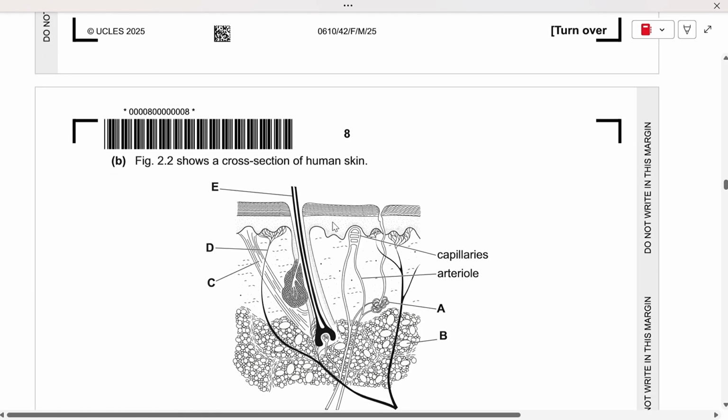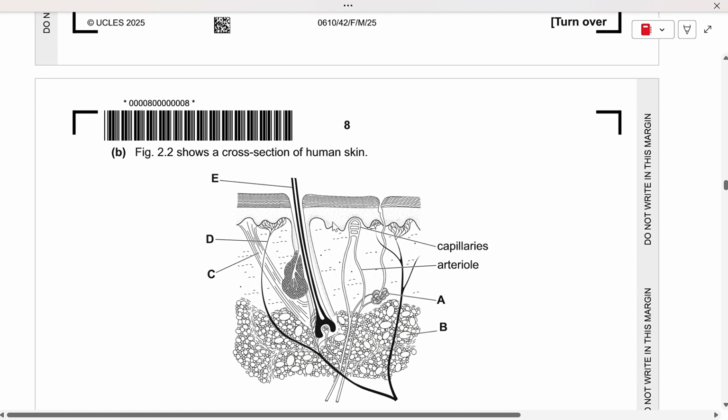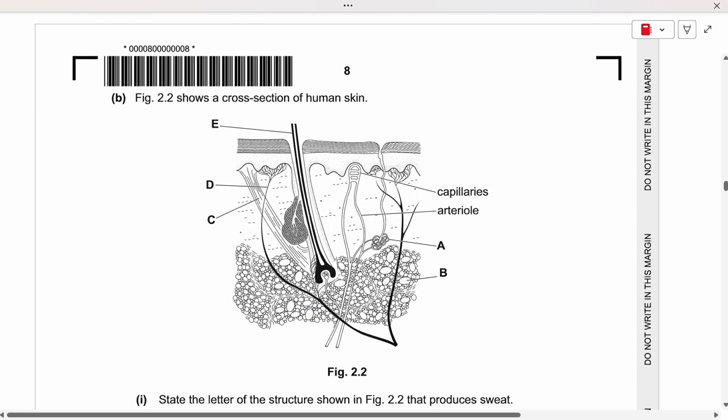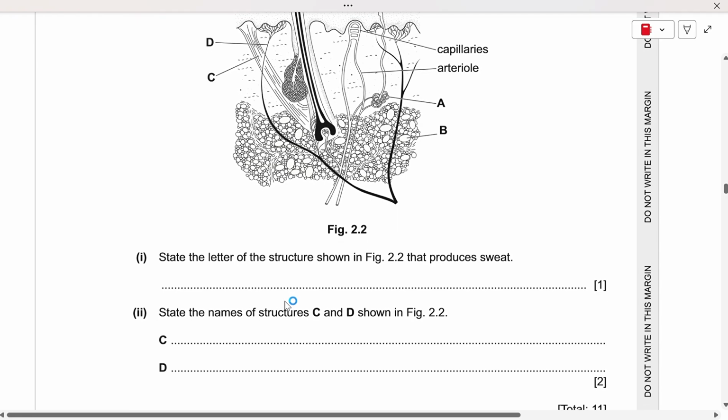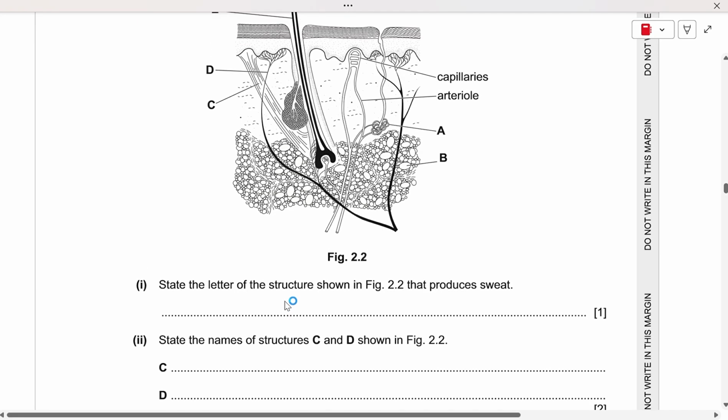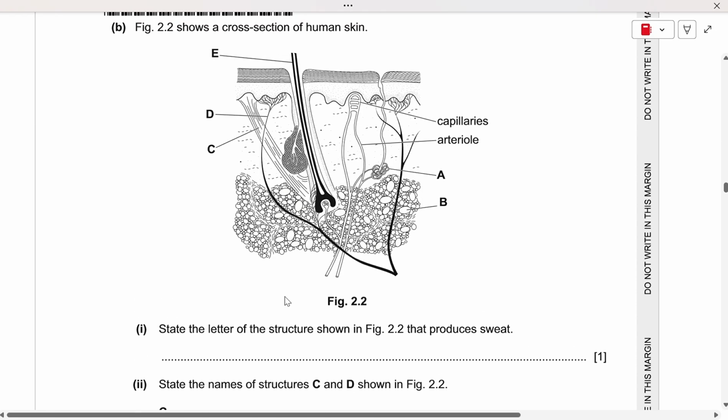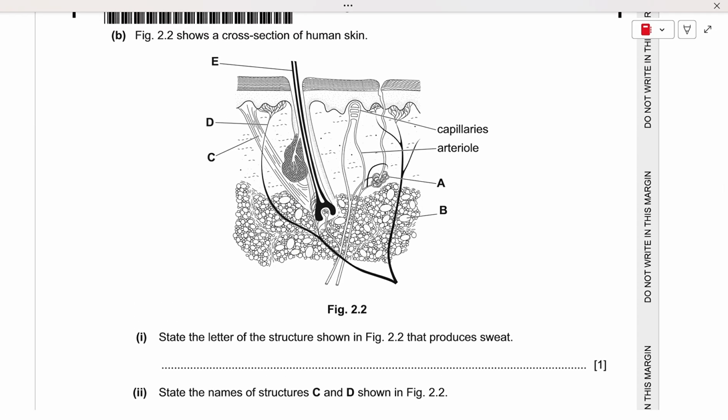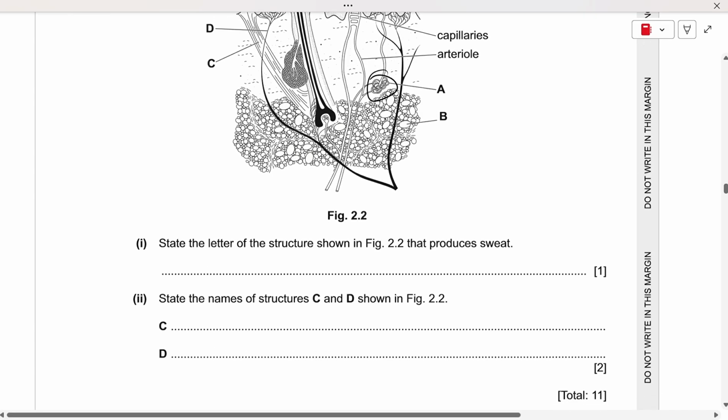Okay, figure 2.2 shows a cross-section of human skin. As we can see here, this is the cross-section of human skin with different parts. State the letter of the structure shown in figure 2.2 that produces sweat. Now, sweat is usually produced in the sweat gland. Where is the sweat gland? Over here. The sweat gland is this part here, so it's represented by letter A.